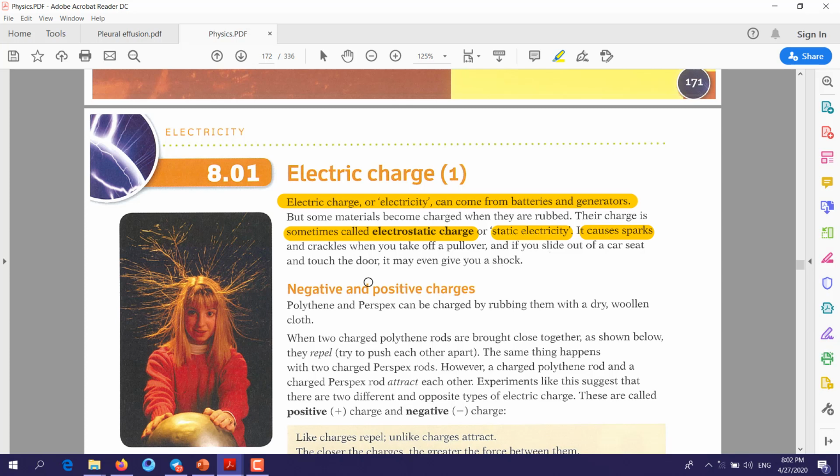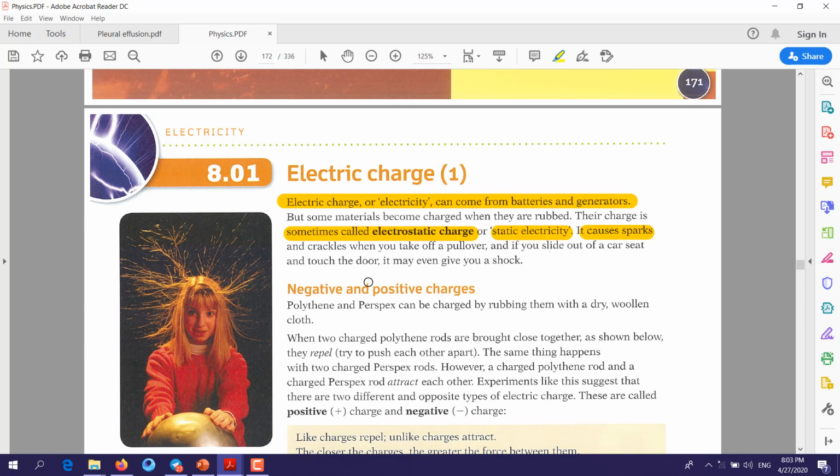If we take an example, of course this has happened to all of you. When you are sitting in a car and you try to open the door of the car, what will happen? A spark will happen. What is this? This is static electricity. But where does it come from? It comes because two materials were rubbing on each other. What were these materials? The two materials were your clothes and the seat of the car.